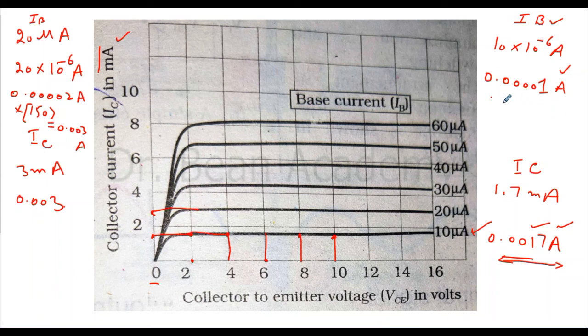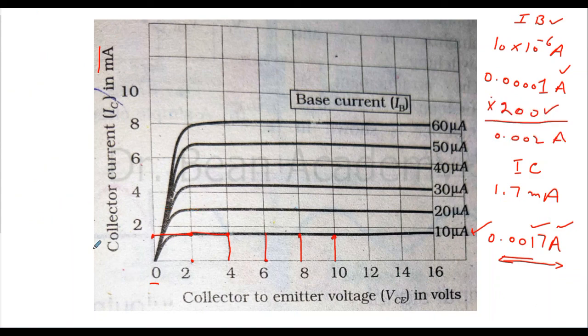Now, if I want to have a comparison, if I multiply it with 170, I get an answer of 0.0017 ampere. So you see, the amplification is 170 times the current from the base. I mean the collector current is 170 times the base current, and that's why I'm getting a huge amplification.